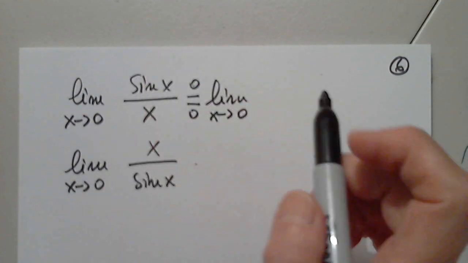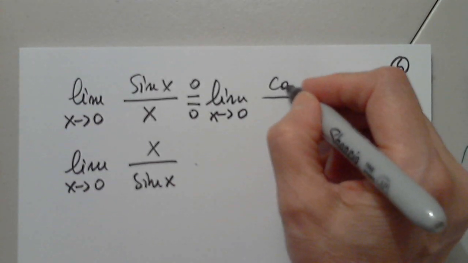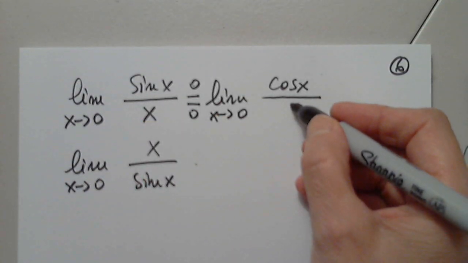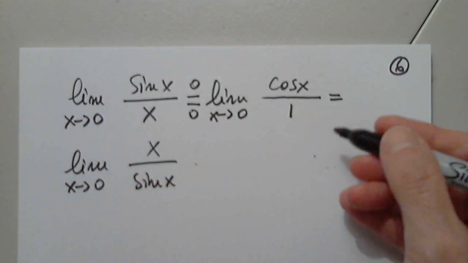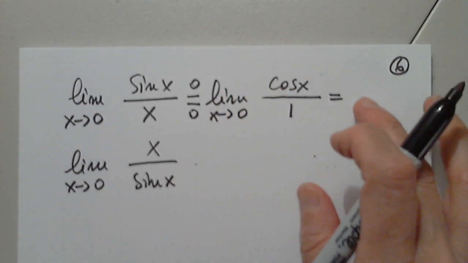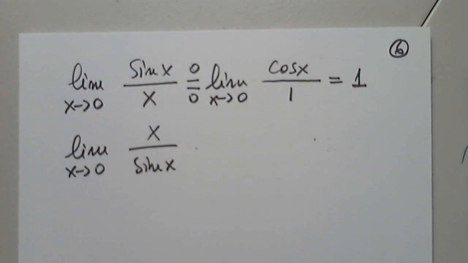Can anyone give us a derivative of sine? Cosine. Very good. Can anyone give us the derivative of x? 1. And now plug it in and give me the answer. We are applying the limit operator, so we can write the final answer now. It should be 1. I'll come back to this. This is a very important result. Let's also do this one.